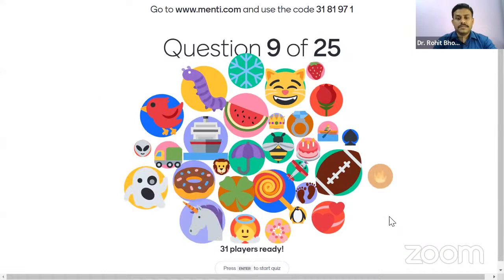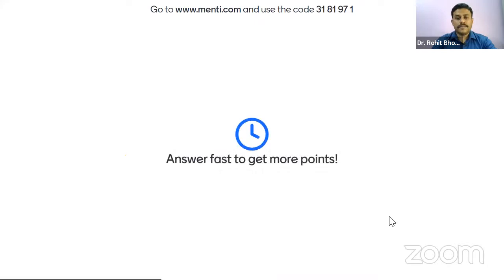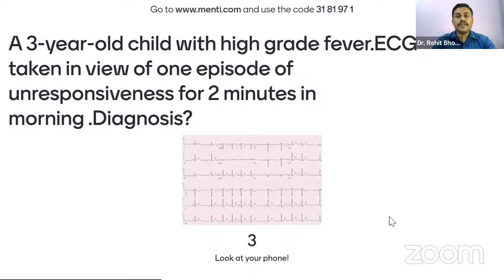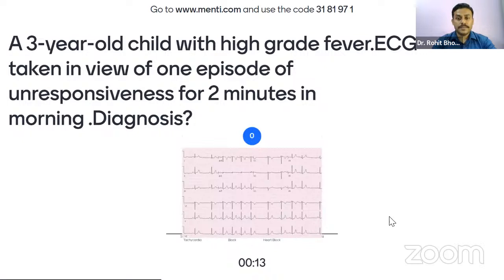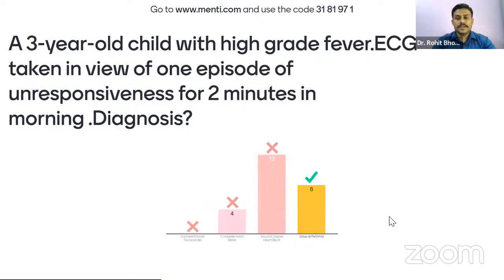Question number 9. 3-year-old child with high grade fever, ECG taken in view of one episode of unresponsiveness. Diagnosis: supraventricular tachycardia, heart block, sinus arrhythmia. Everybody voted.